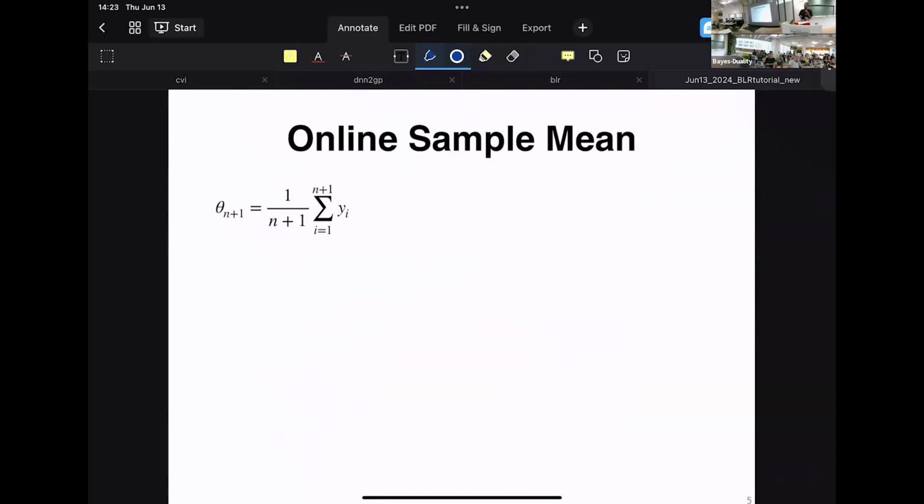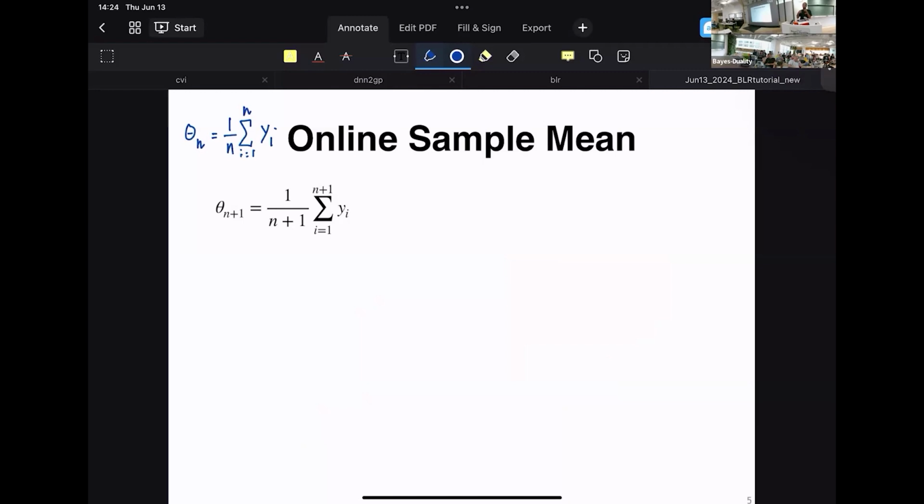So let's start with the simplest one, right? Sample mean. Let's say I have, so let me actually also write it. I'm using this notation, so I'm writing n. N is not the iteration of the algorithm, so very, very important. N is the sample size, okay? And I am defining theta n to be this. It's a sample mean, we all know it.